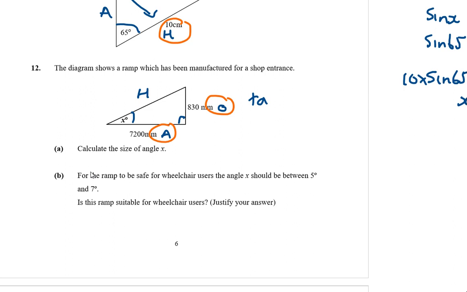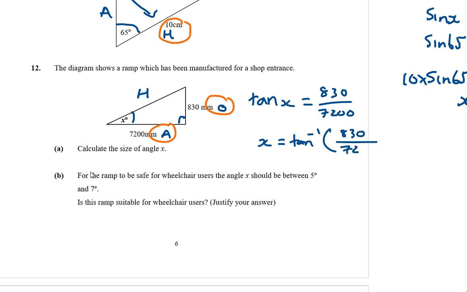I'm going to be using tan, so that's TOA. So tan of X is equal to 830 divided by 7200. If I want to get X on its own this time, I have to say tan of negative 1 is equal to 830 divided by 7200. All that is shift tan on the calculator. A lot of people want to divide by tan. What does that even mean? You can't really divide by tan. This is a function. It's like a black box. You put something in the box and it spits something out.